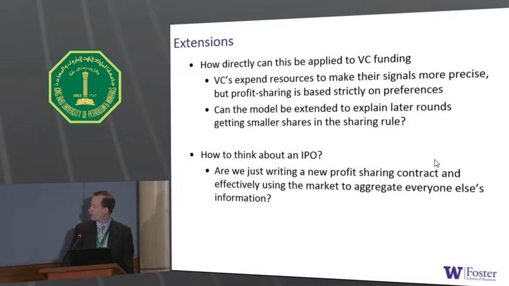And then applications to venture capital funding, right? So we often see that VCs expend resources to make their signals more precise, but in his model, the profit sharing is based strictly on preferences, not on the precision of my signal. Can you extend the model to explain how later rounds typically get smaller shares in the sharing rule? And again, this would be an extension to sequential investing.